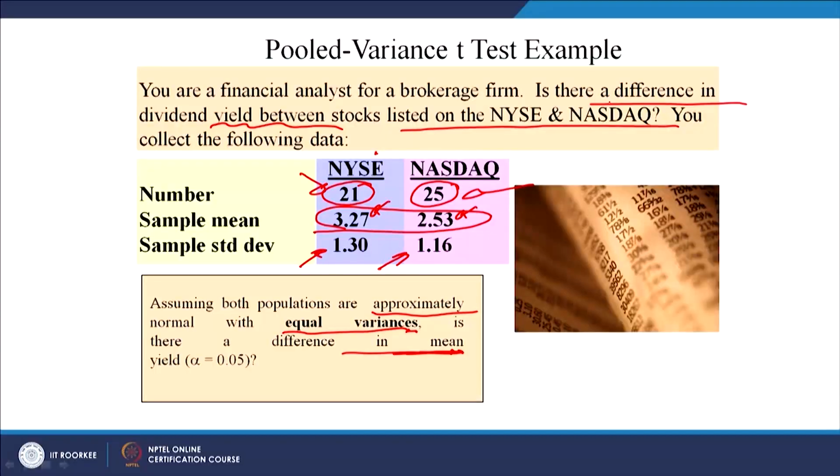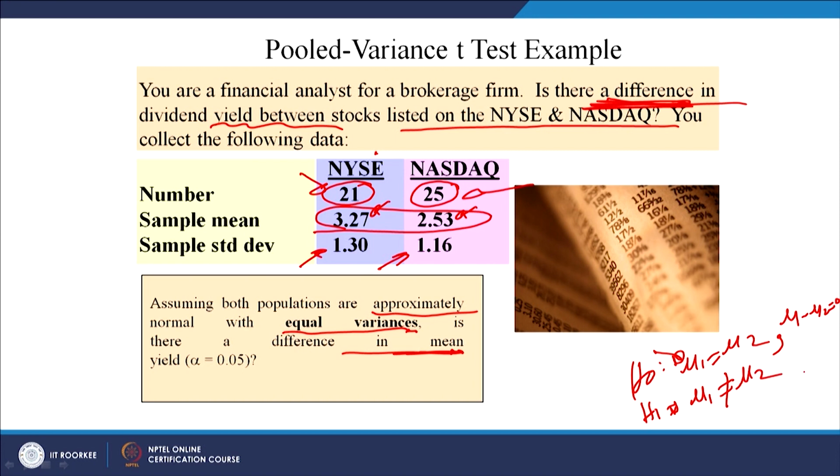Since we want to know the difference, is there any difference between these two? Initially we will say that mu 1 is equal to mu 2. This is our null hypothesis H naught. In fact, I can write this as mu 1 minus mu 2 equal to 0. It is up to you how you write it. This is the null hypothesis, and the alternative hypothesis would be mu 1 is not equal to mu 2.